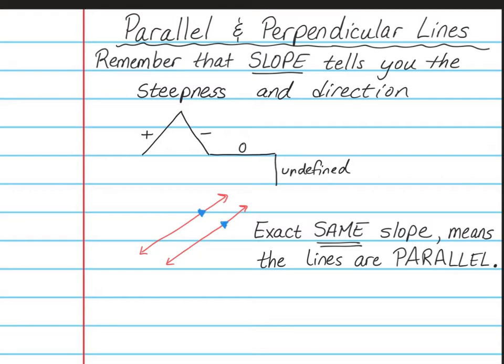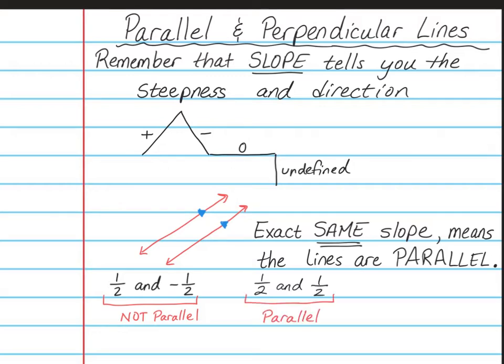Now they have to be exactly the same. If you had, for example, 1/2 and -1/2, those two would not be parallel because the 1/2 is heading in the positive direction and the -1/2 is heading in a negative direction. They have to be exactly the same. So 1/2 and another line that has 1/2, those would be parallel.